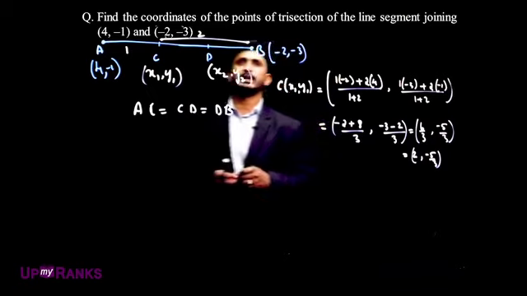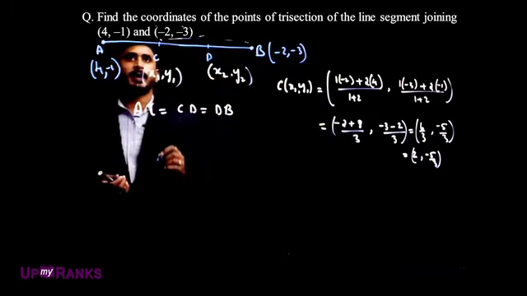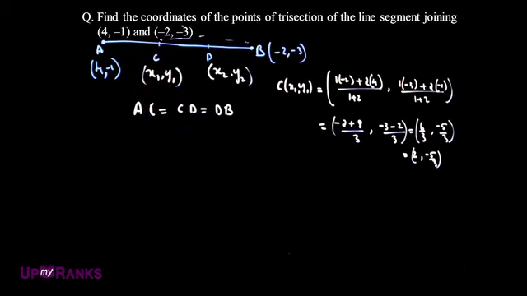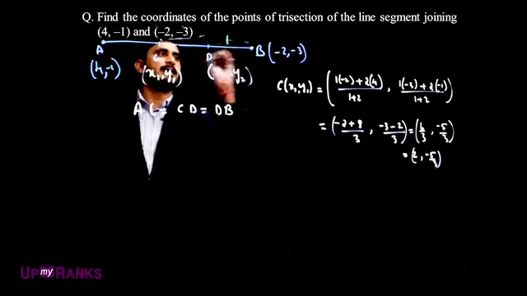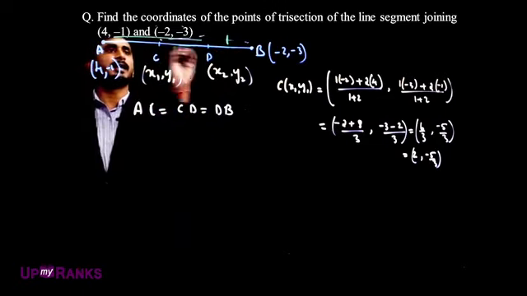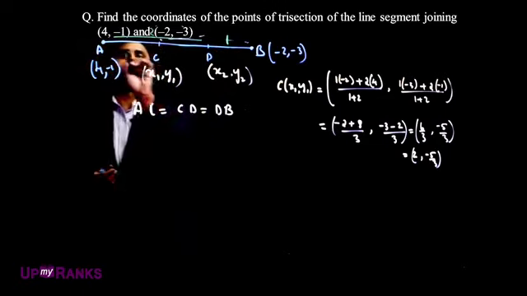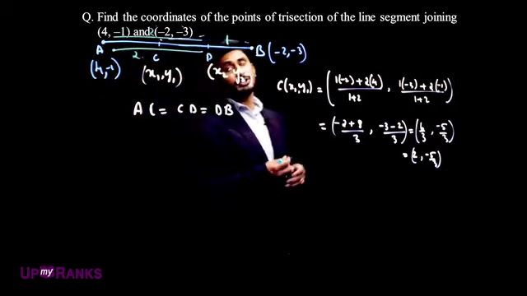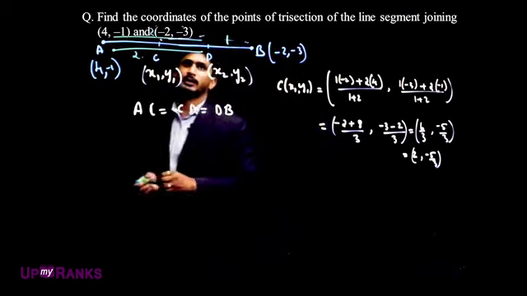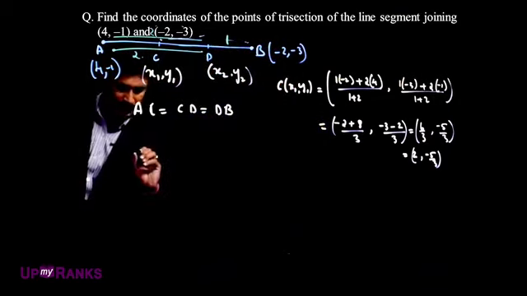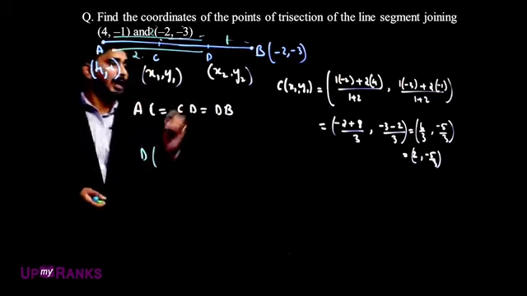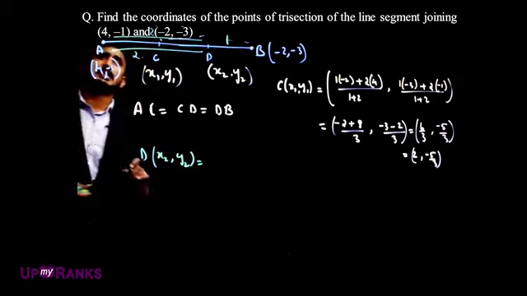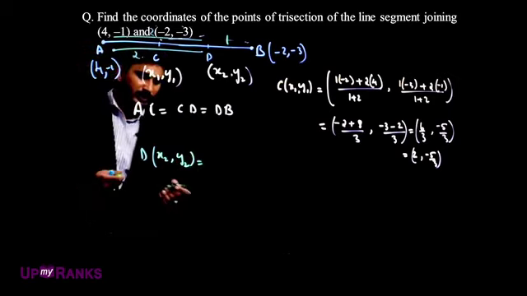Now similarly, let's find the point D. To find the point D, I'll consider in the same way: DB is in the 1 ratio and AD is in 2 ratios, so the ratio is now 2:1. So I can find the point D, which is (x2, y2). They have asked us to find the coordinates, so we have to find the other coordinate, which is D.